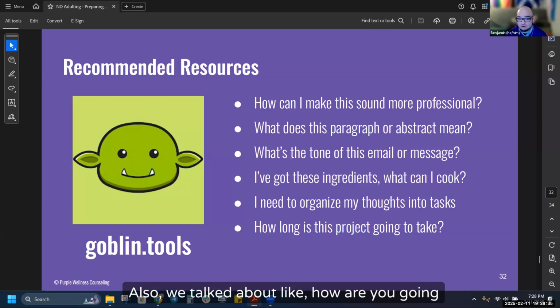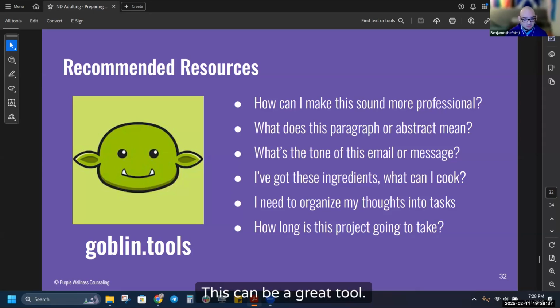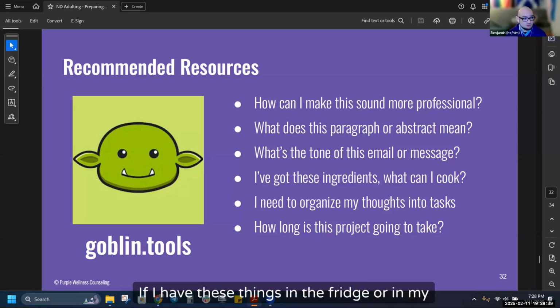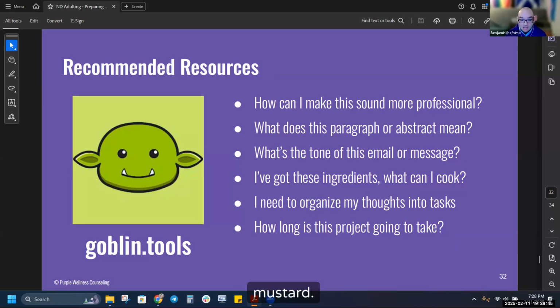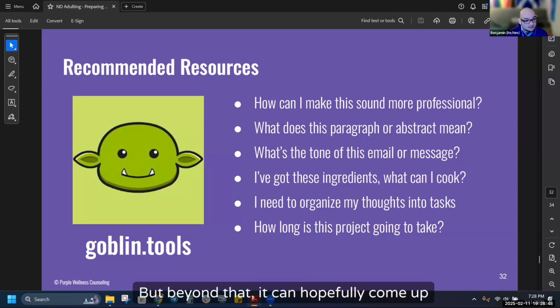Also, we talked about how are you going to feed yourself? This can be a great tool if I have these things in the fridge or in my apartment, what can I make with them? Only so much you can do with ketchup and mustard. But beyond that, it can hopefully come up with something that you can do. Even if, okay, you've got a bunch of things you're working on. We talked about how do you get stuff out of your head.